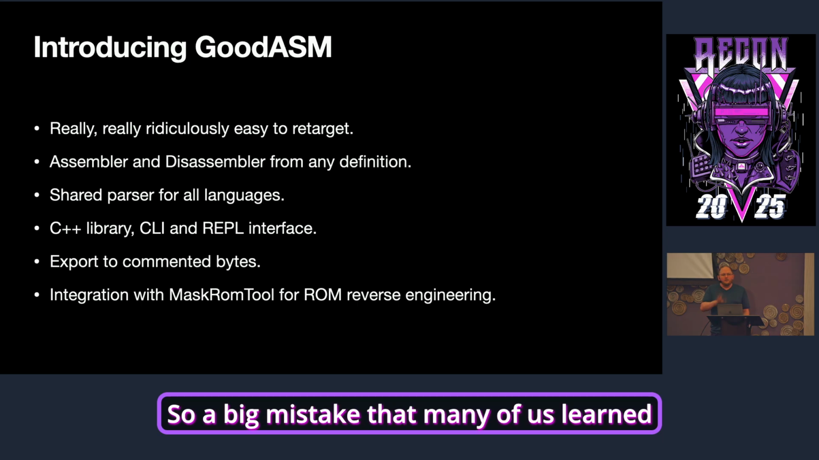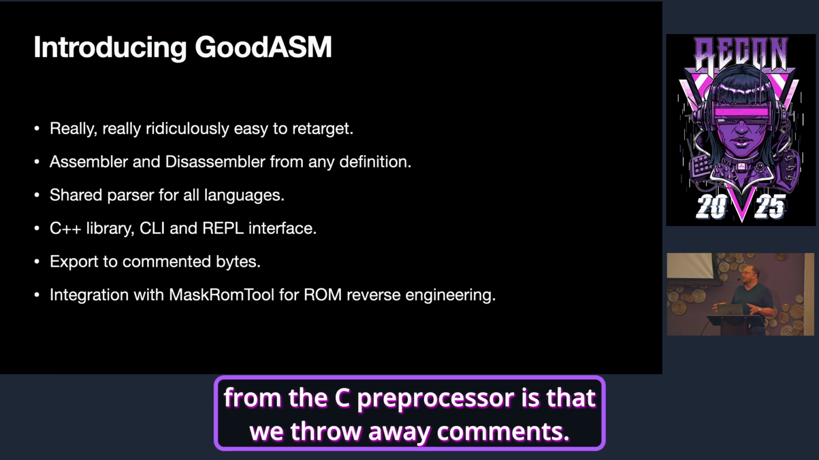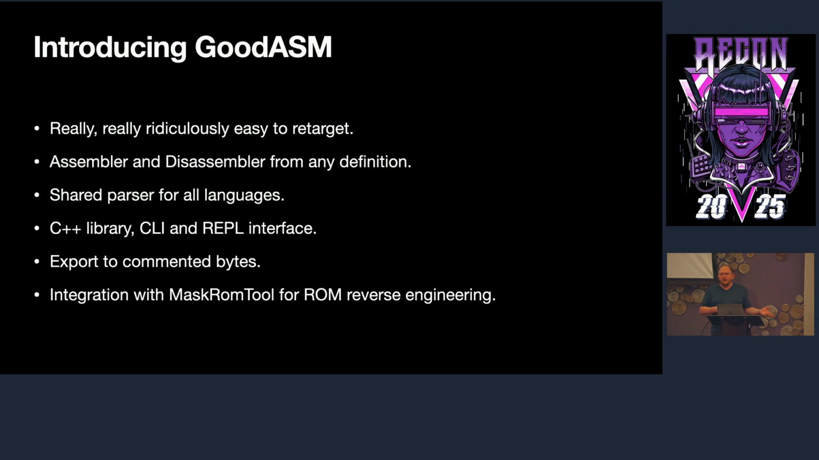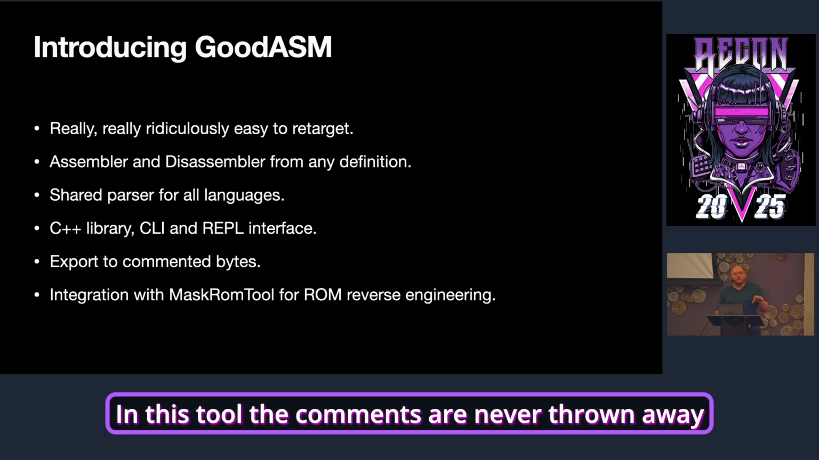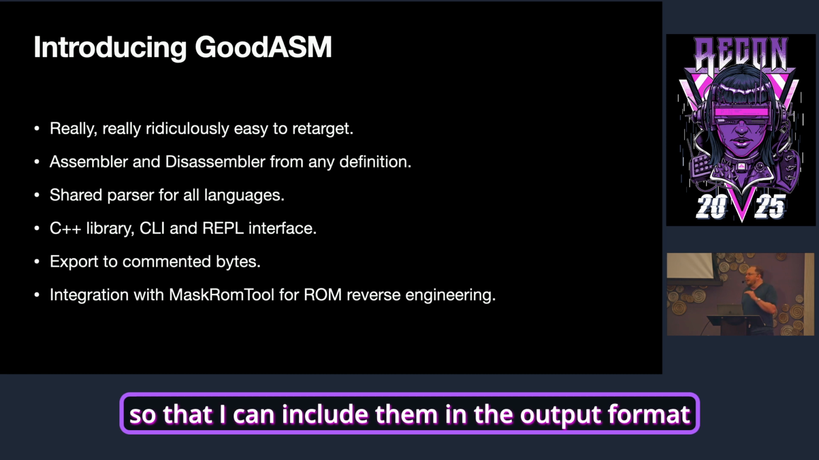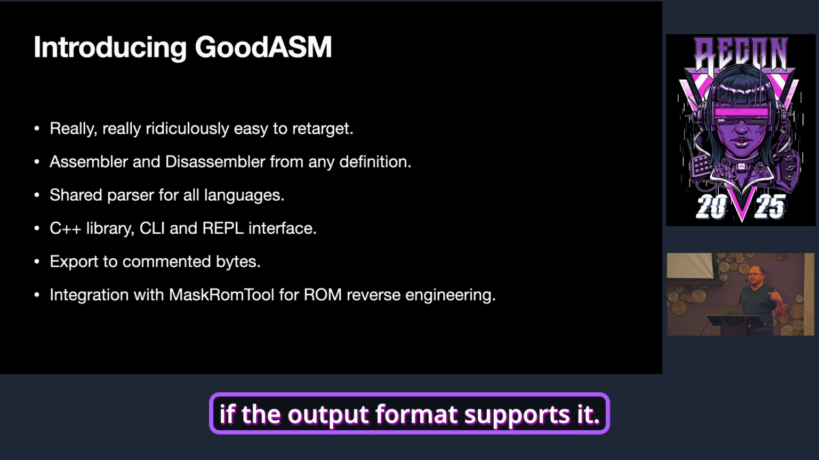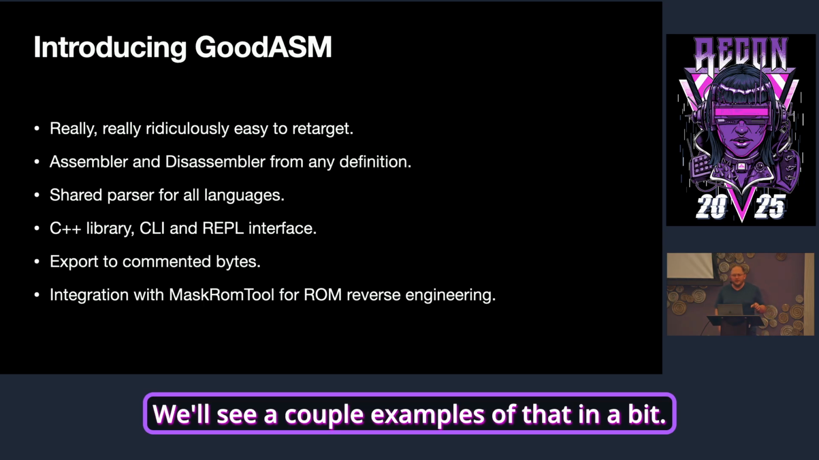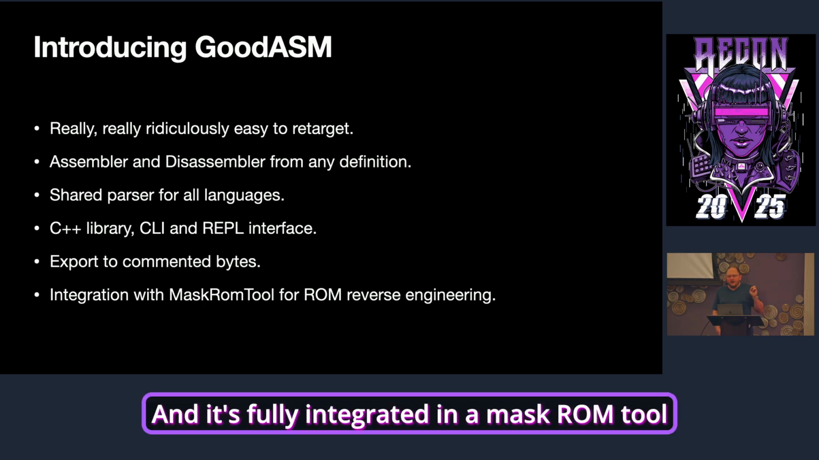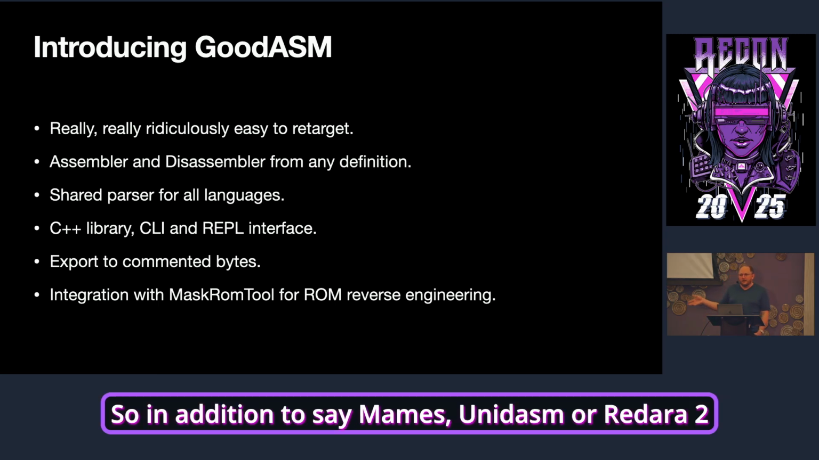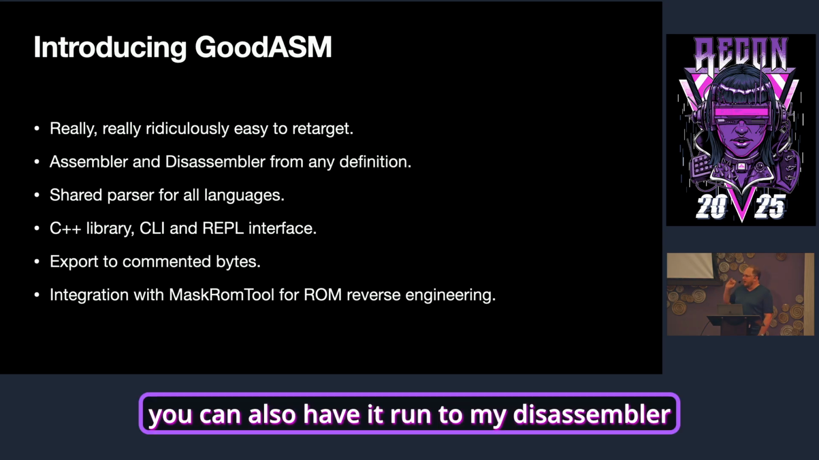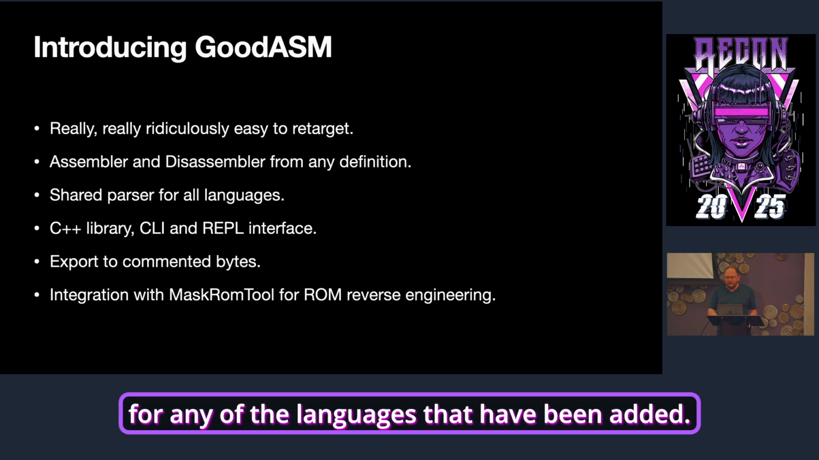So a big mistake that many of us learned from the C preprocessor is that we throw away comments. In this tool, the comments are never thrown away, so that I can include them in the output format if the output format supports it. We'll see a couple examples of that in a bit. And it's fully integrated into mask ROM tool for reverse engineering. So in addition to, say, MAME's GoodASM or Radare2, you can also have it run my disassembler for any of the languages that have been added.